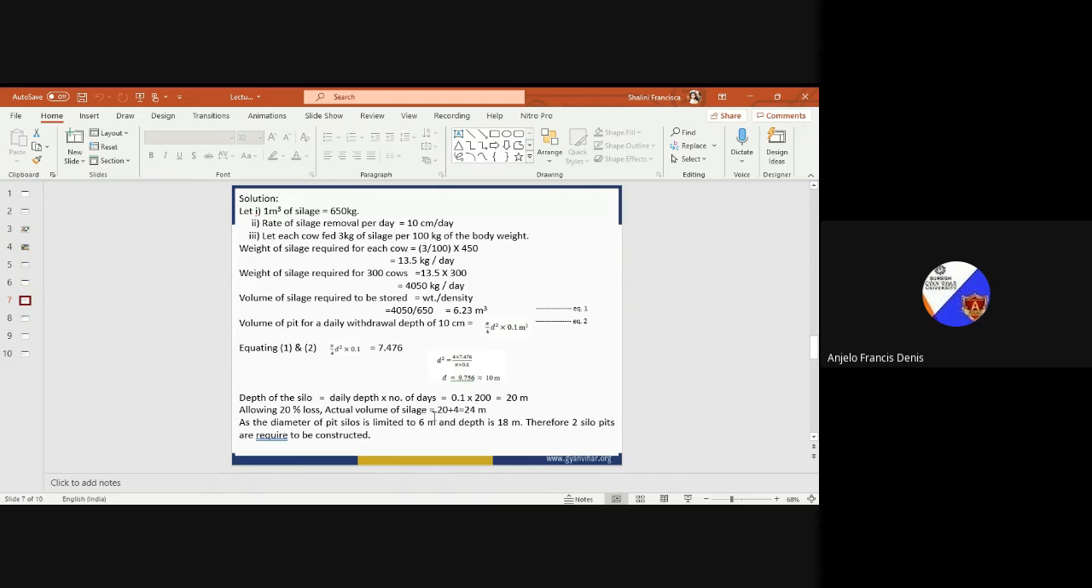So now the depth of silo is daily depth into number of days, that is 0.1 into 200. So it becomes 20 meter. Allowing 20% of loss, the actual depth of silage is 20 plus 4 equals 24. As the diameter of pit silos is limited to 6 meter and depth is limited to 18 meter, not more than that, therefore two silo pits are required to be constructed.